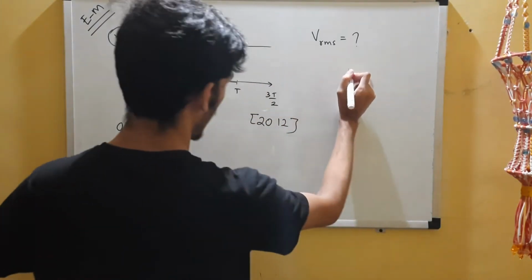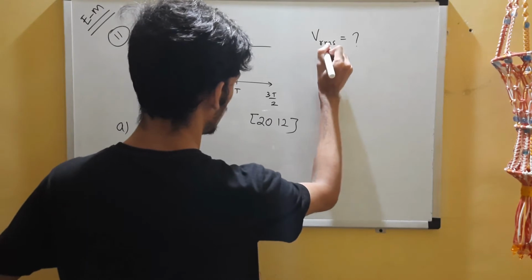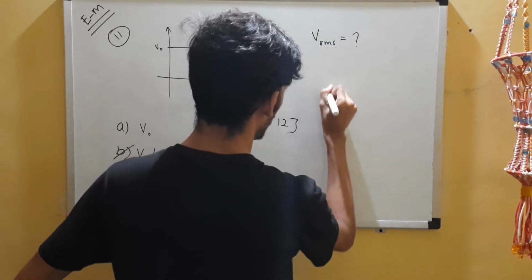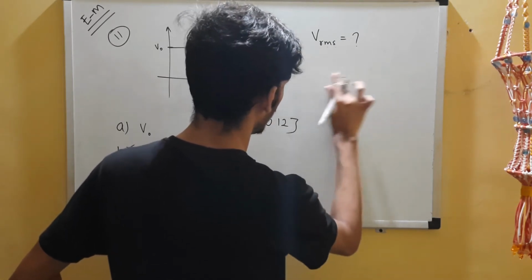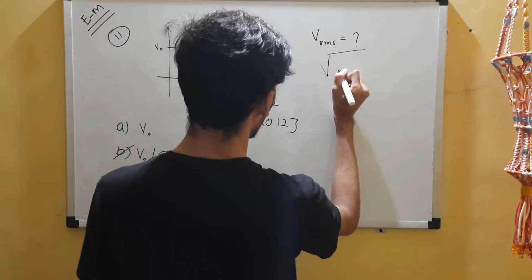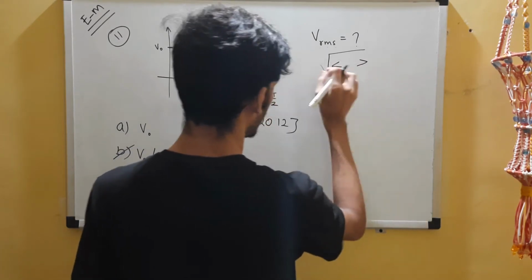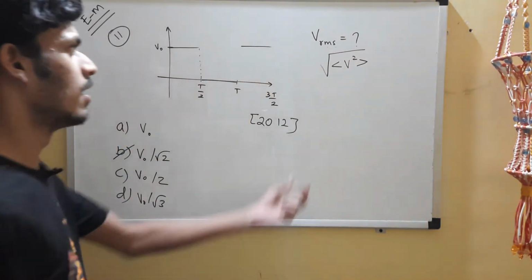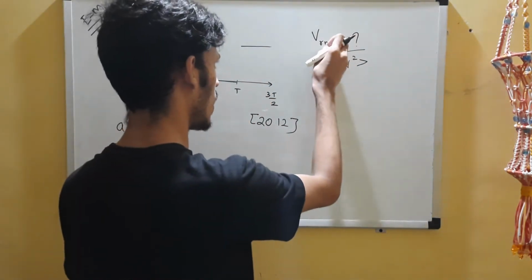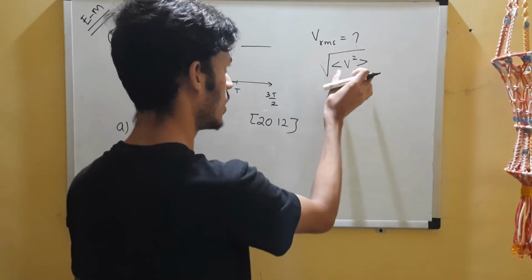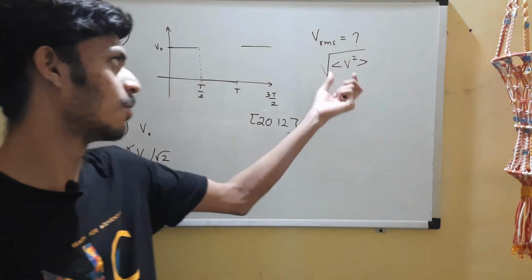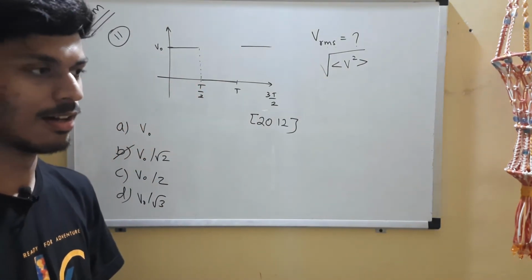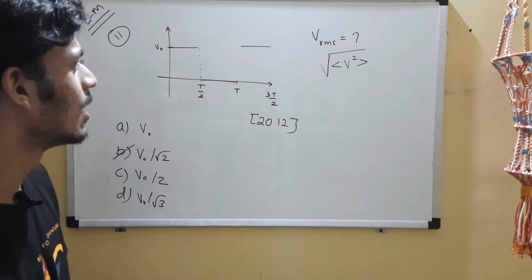So V RMS is root mean square, right? So let's take the root of the mean, and then square. So voltage square, then you take the average. Or you can see it this way: square, mean, and root. Square the voltage, take the mean, and then the root. This is how you find the RMS value. So let's find it out.